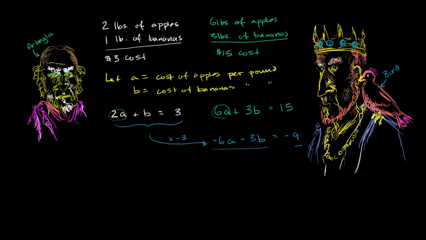Let's do it. So on the left-hand side, 6A and 6A cancel out. But something else interesting happens. The 3B and the 3B cancel out as well. So we're just left with 0 on the left-hand side.